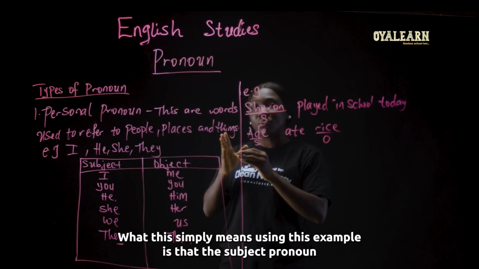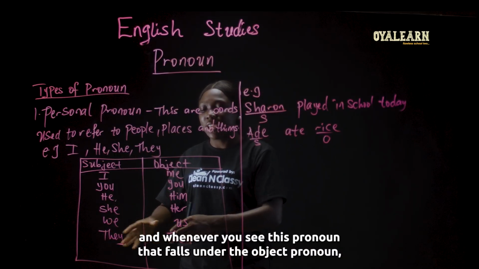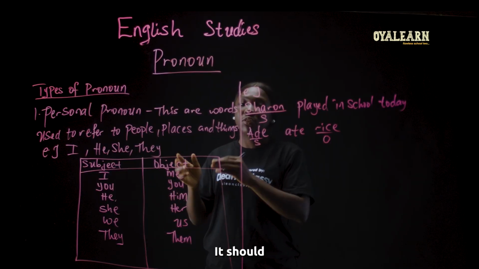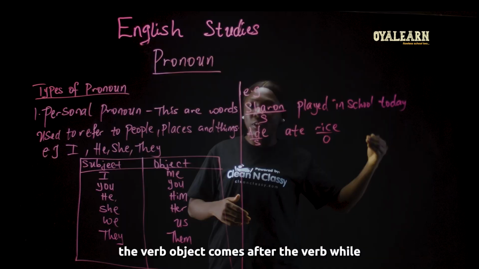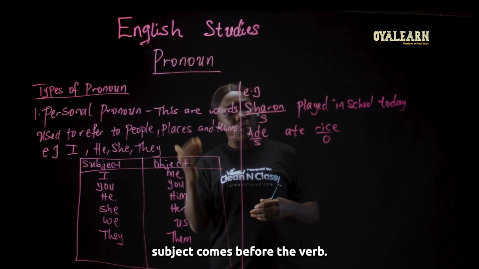What it simply means, using this example, is that the subject pronoun will be at the beginning of the sentence, and whenever you see a pronoun that falls under the object pronoun, it should be after the verb. Object comes after the verb, while subject comes before the verb.